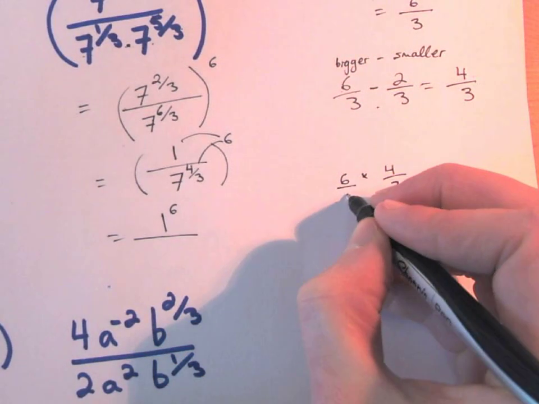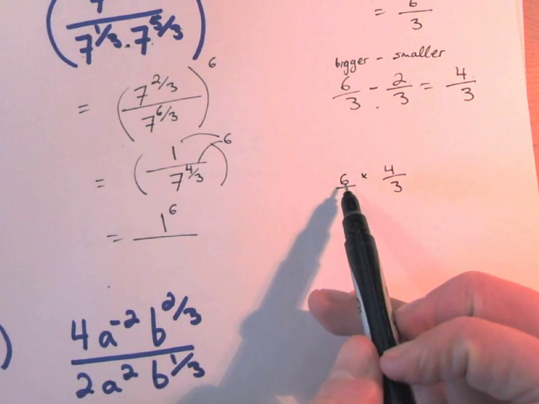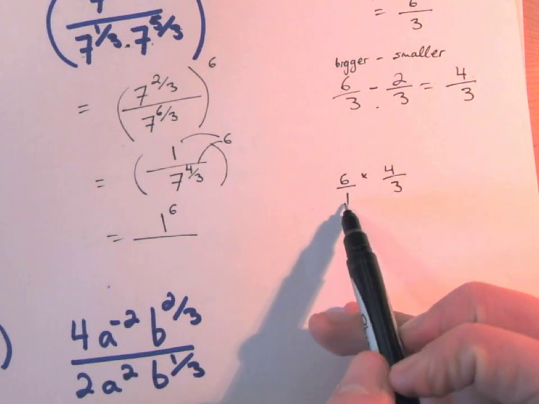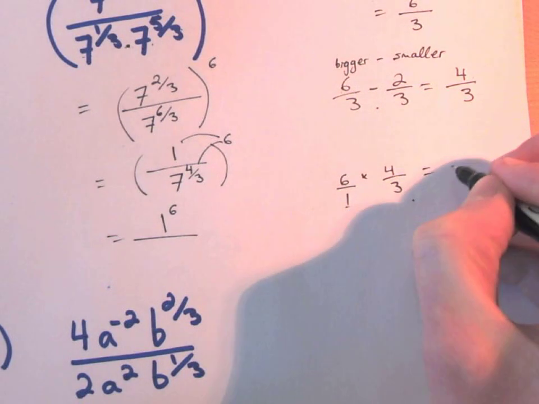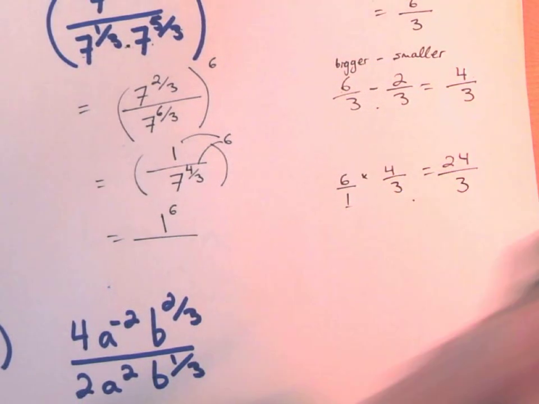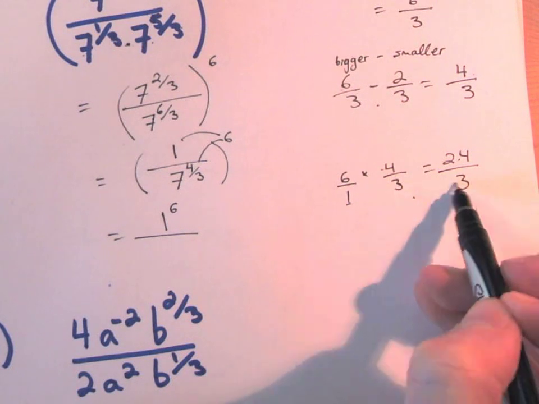So we're going to change that to a fraction, 6 over 1 times 4 over 3. And with multiplication, you do the tops times each other and the bottoms times each other. So this will equal 24 over 3. Okay, 6 times 4 is 24. 1 times 3 is 3.